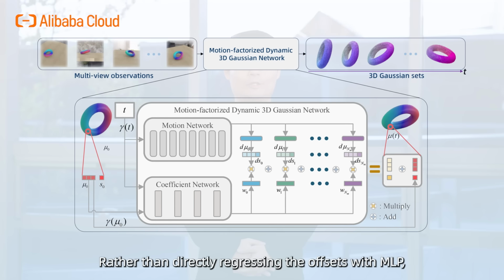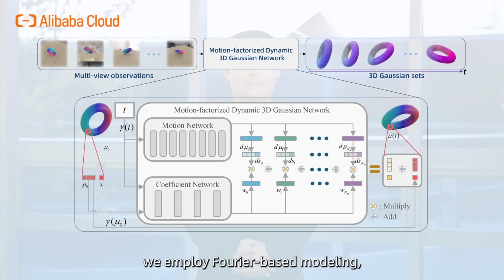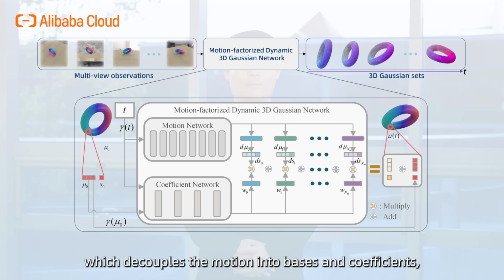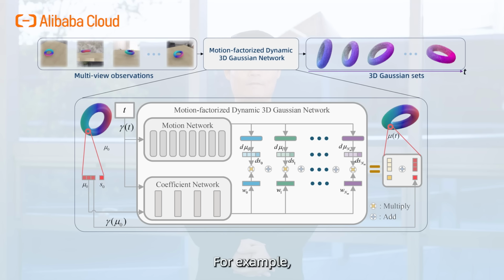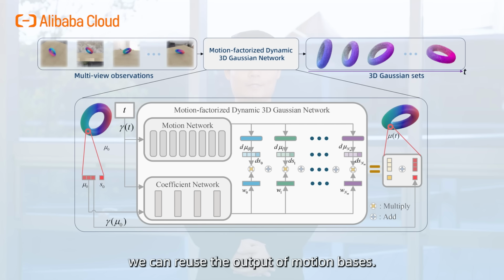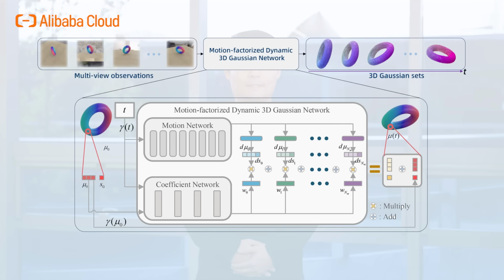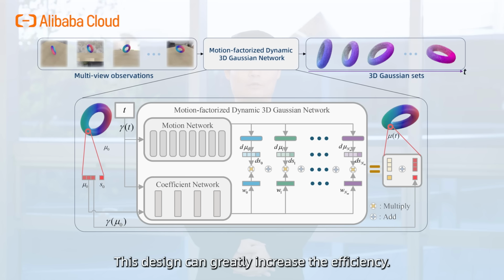Rather than directly regressing the offsets with an MLP, we employ Fourier-based modeling, which decouples the motion into basis and coefficients, which provides more flexibility to model the trajectory. For example, since they are only related to time, we can reuse the output of the motion basis. This design can greatly increase the efficiency.